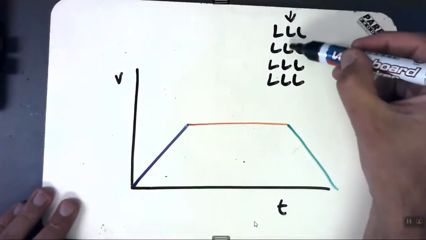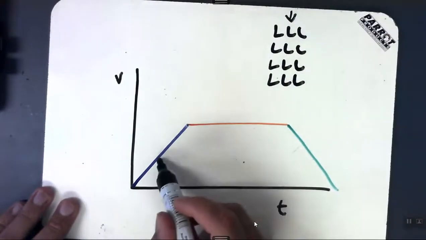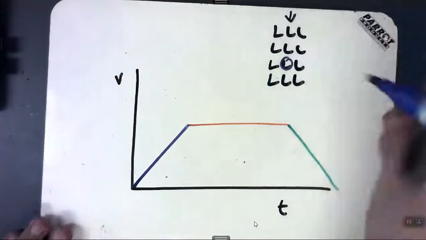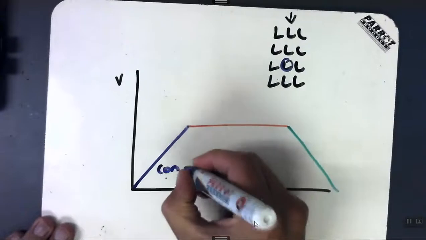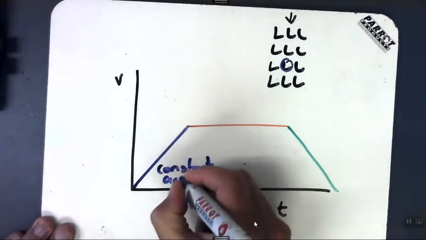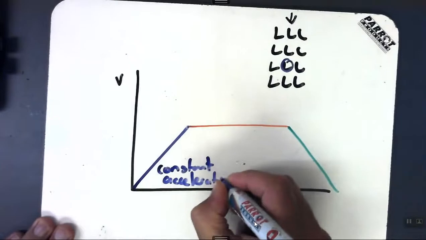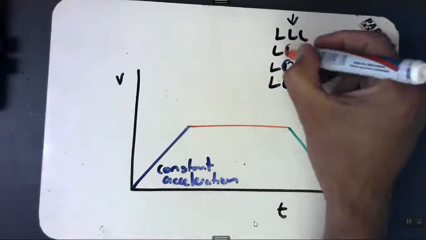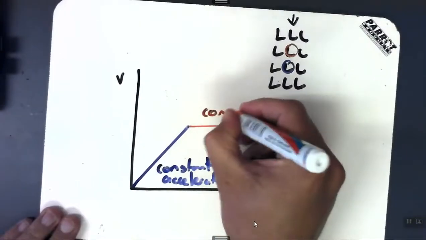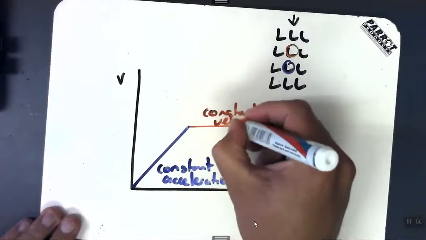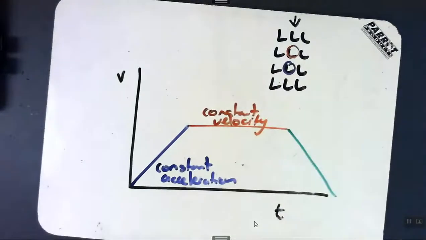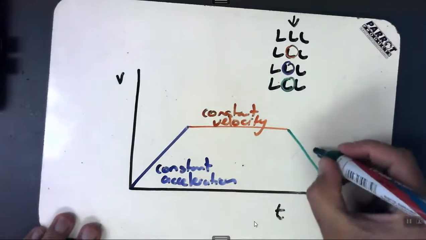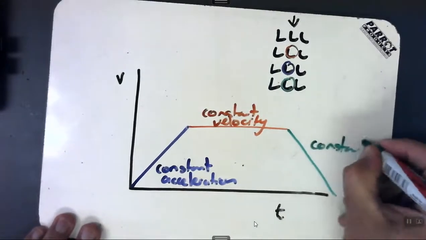Now, if you go down your list of graphs, you look for the one that looks diagonally upwards, and you will see that it's this one, and it's constant acceleration. And then you look for the horizontal one, and you'll notice it's that one, which is constant velocity. And then you'll look for the downwards one, and the downwards one you'll notice is that one which is constant deceleration.